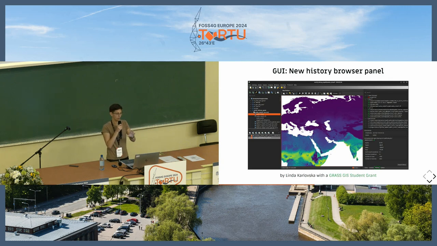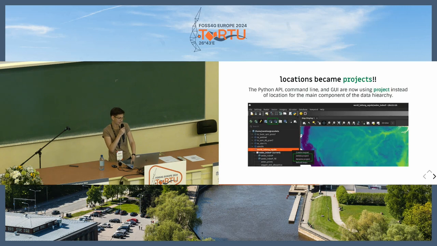You can also have a look at the computational region that was set at that moment of running the command, and so you can set it again like that. This was done by Linda Karlowska with a GRASS GIS student grant. I will tell you a bit more about that later.